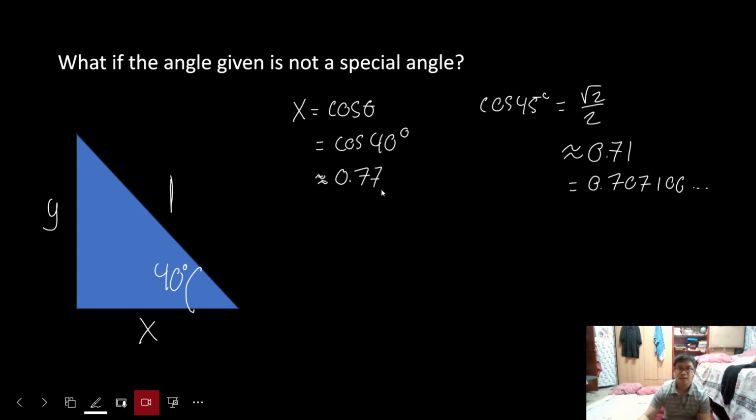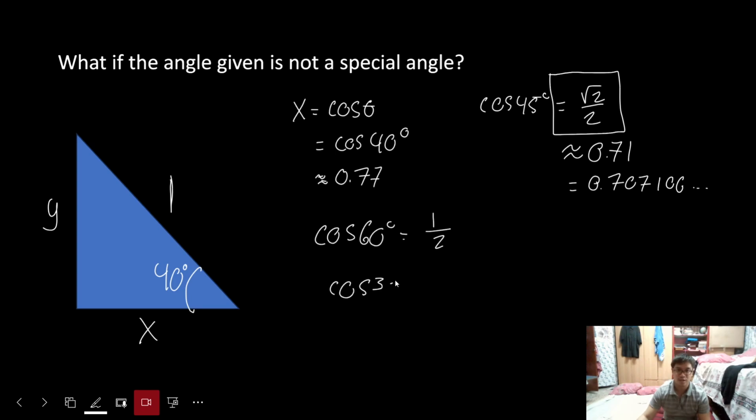Both of them will not give you an exact value, but what I'm trying to imply here is that if you use a special angle, you can get its radical form, in other words, a term that has a square root. For example, cosine 45 degrees gives you square root of 2 all over 2. Cosine 60 degrees gives you 1/2. Cosine 30 degrees gives you square root of 3 all over 2.